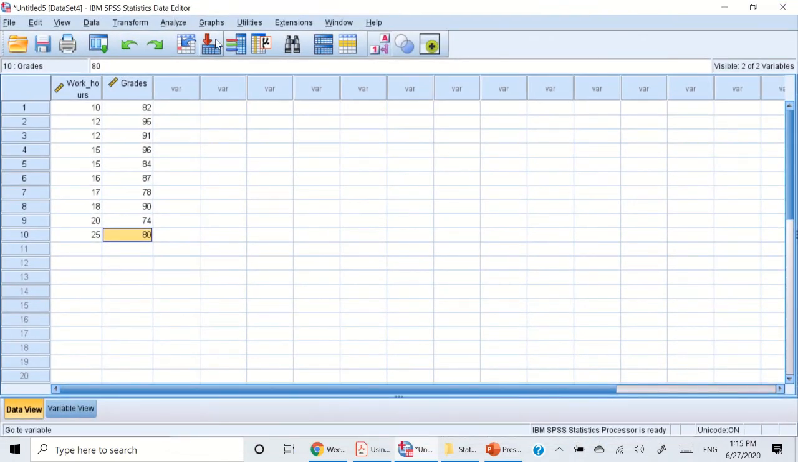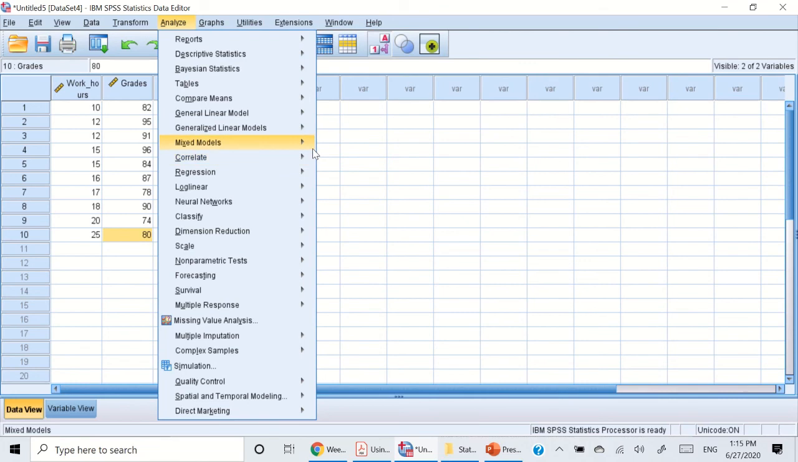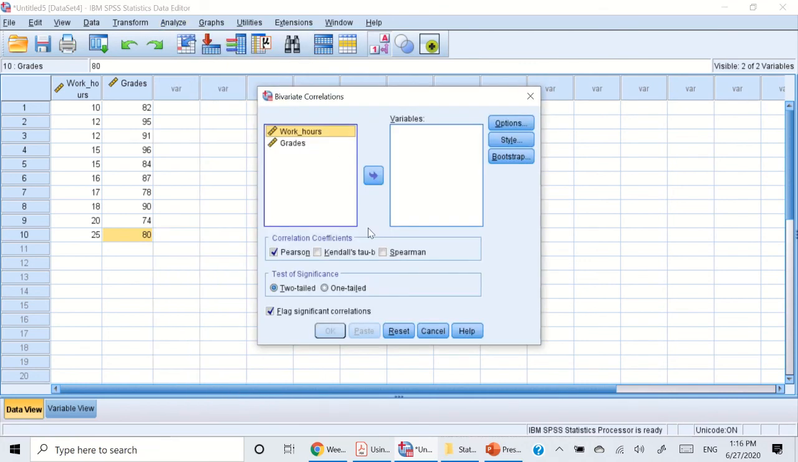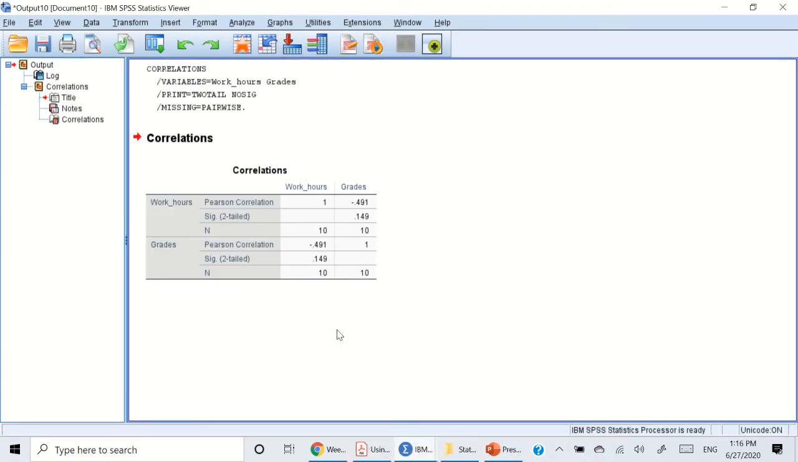Remember, go to analyze, correlate, bivariate, and then put both variables in there. Flag significant correlations, so we're good. Press OK. Now, what do we see? The Pearson correlation is this number over here, negative 0.491. Now what's the significance? The significance is 0.149.